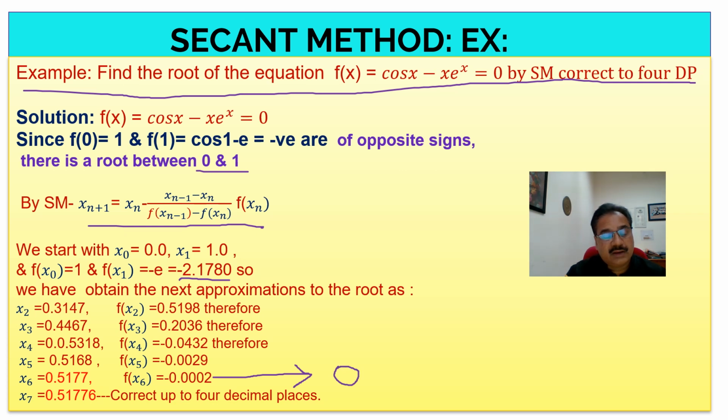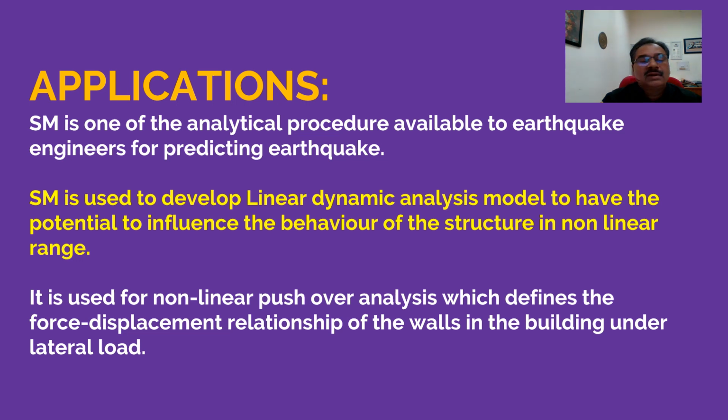Okay, just to check here, up to 3 places. So x7 is 0.5177. Check here, 0.5177. Okay, so up to 4 decimal places the convergence is here, and you can stop your calculation by declaring this as a root, 0.5177 up to 4 decimal places.